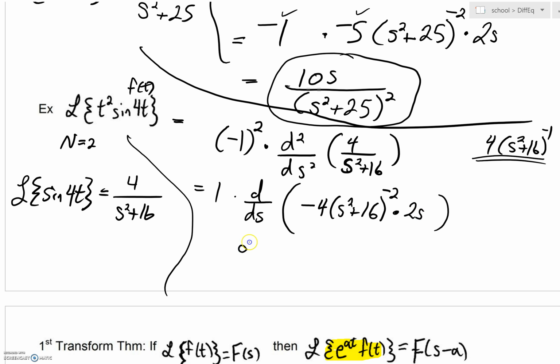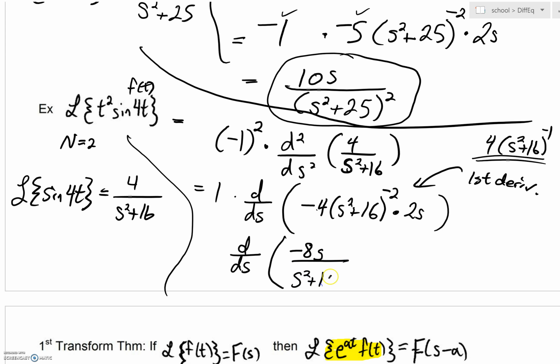And here's where life gets a little uglier. And you might say, why are you writing d/ds out there? Well, here's my first derivative, and then I'm going to take another derivative after that, right? So I'm going to have to take the derivative of, let's see, it looks like I'll have a negative 8s all over s squared plus 16 squared. And this is where, let's be honest, it's not going to be the prettiest problem. But we can still do it. We can definitely still do it.